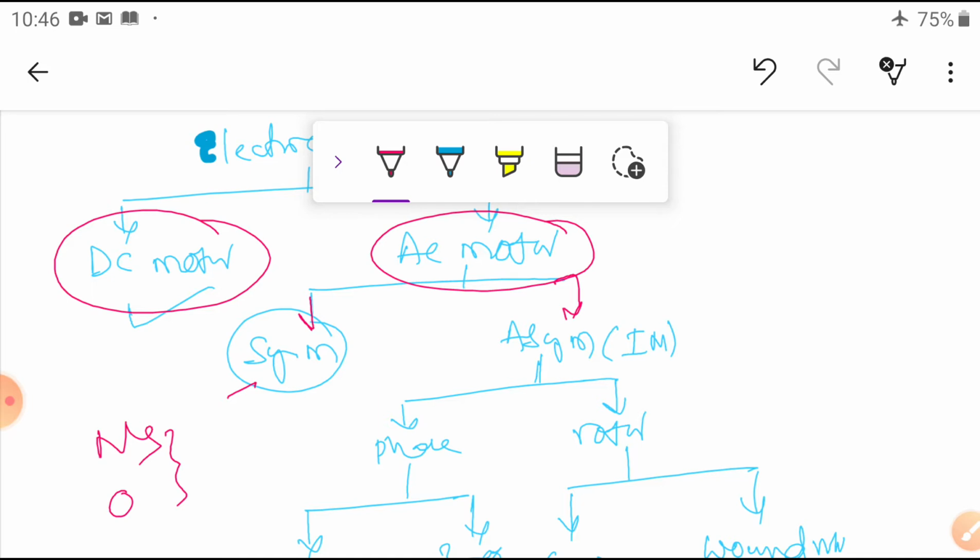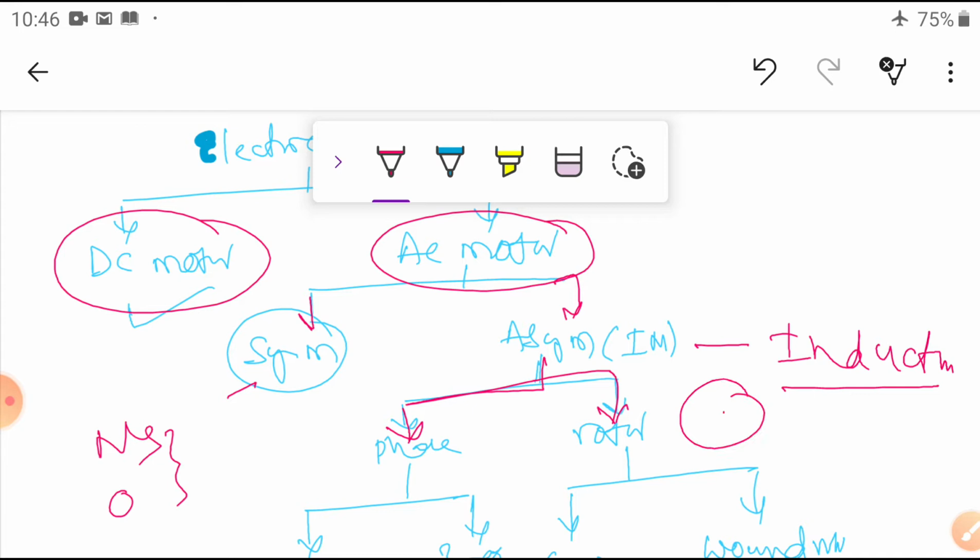Now, coming to the induction motors, the asynchronous motors. The induction motor works based on the induction principle. What do we mean by induction? We will see later. Based on the number of phases, it is further classified as single phase or three phase. And based on the rotor, the stator is the same but the rotor may change. Two types of rotors are used here: one is the squirrel cage rotor, another is the slip ring rotor. We will see these in detail with the help of figures.